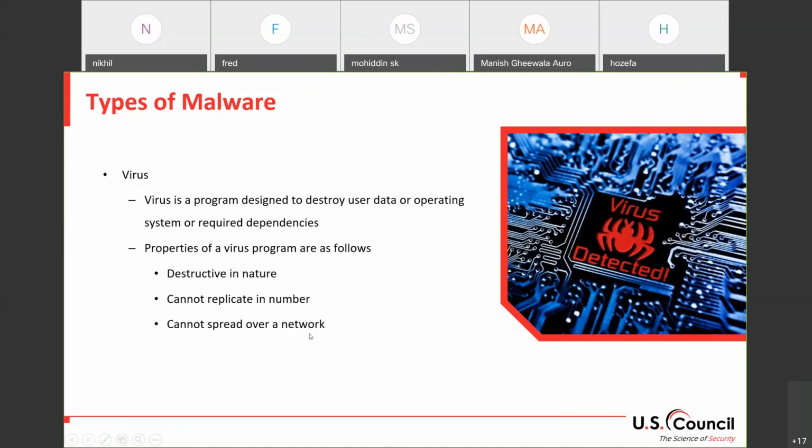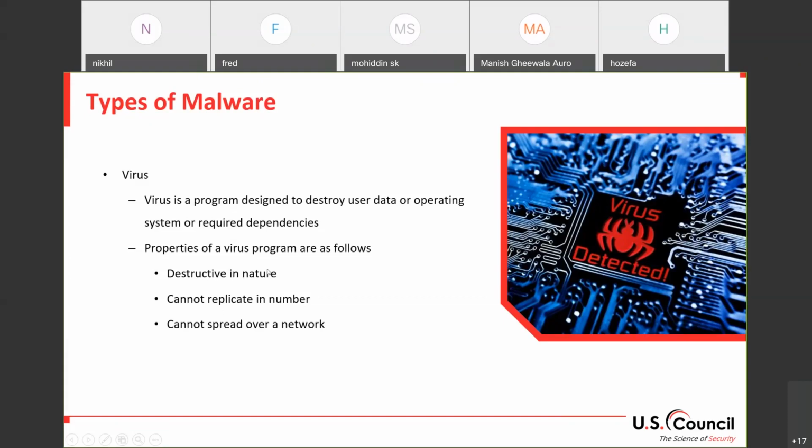It cannot spread over the network, guys. Means what? One machine has a virus. Now, using the network, using your LAN or Wi-Fi, it cannot affect another person via what, guys? Via network. It cannot spread within the computer, and it cannot spread over the network also, but it is destructive in nature.